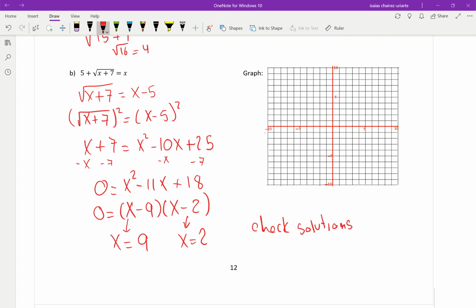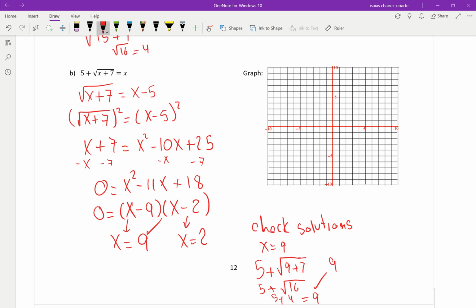All right, so let me check 9. X equals 9. If I plug it back into my original equation, I have 5 plus the square root of 9 plus 7, and on the right hand side, I would have 9. So 5 plus the square root of 16. Well, that's 5 plus 4, and that equals 9, and that's good. So this is a good answer.